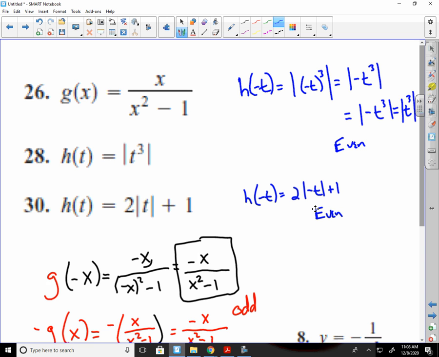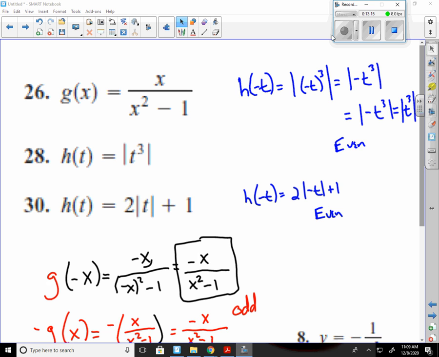It cannot be even and odd. It can be neither, but not even and odd. Do we know what an even function looks like? I don't know that we necessarily do. So like we said, this absolute value of t to the third was even.